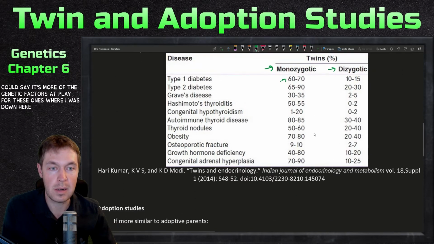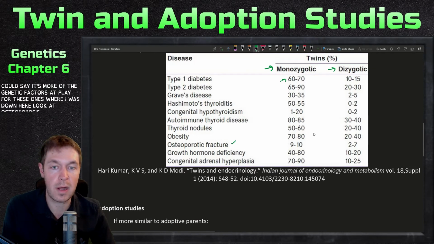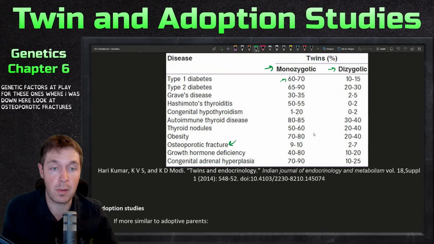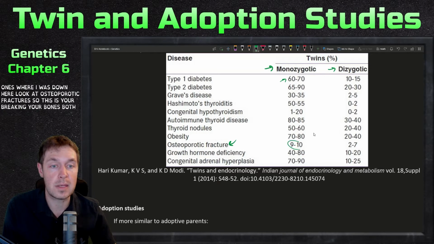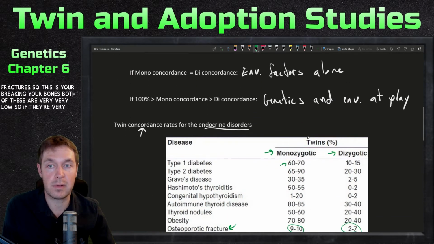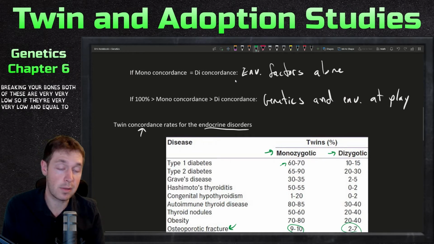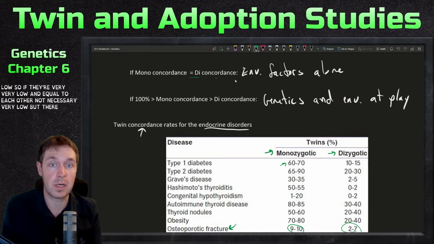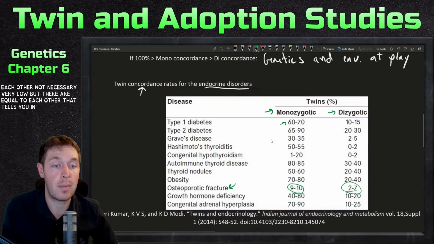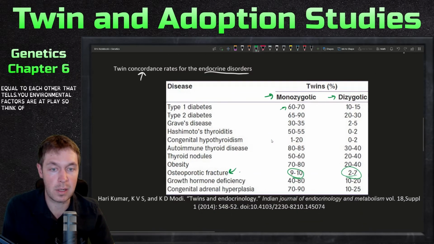Whereas down here, look at osteoporotic fractures. So this is breaking your bones. Both of these are very, very low. If they're very low and equal to each other, that tells you environmental factors are at play. So think of breaking your bones.